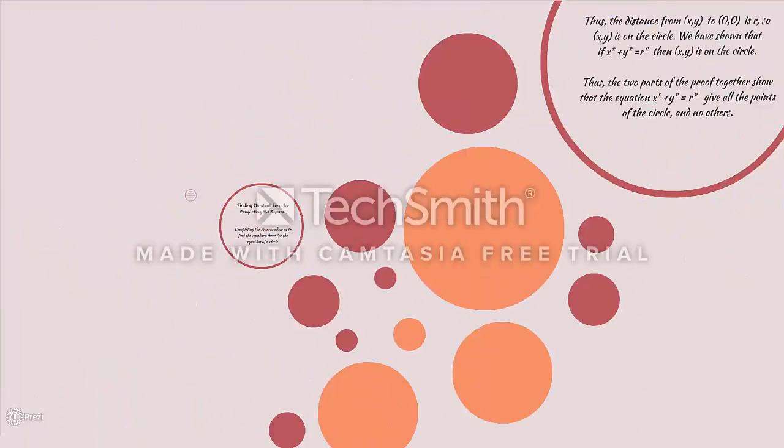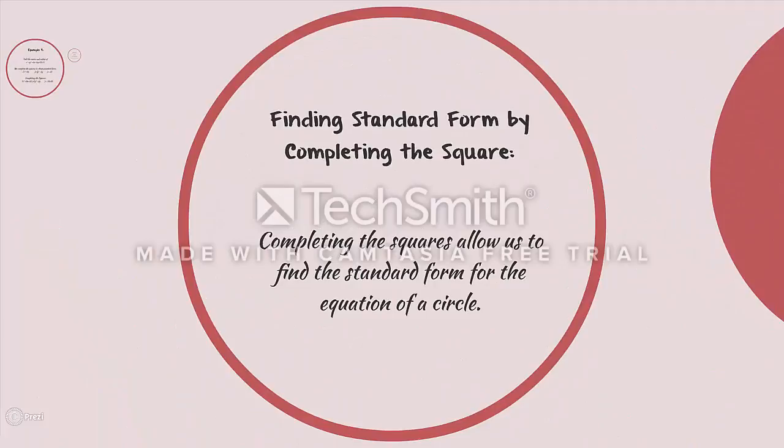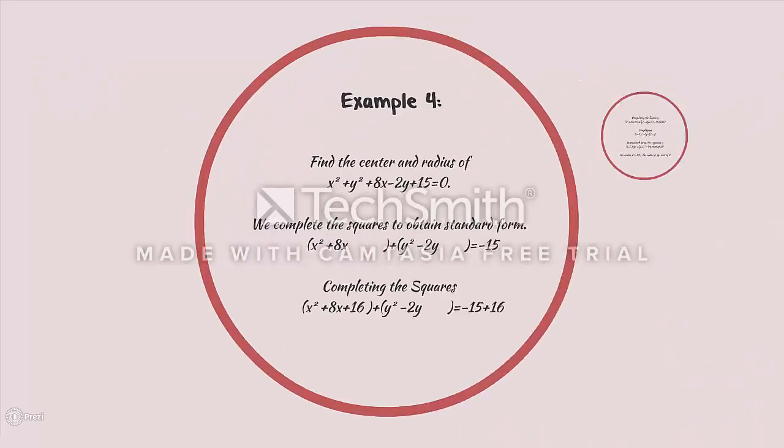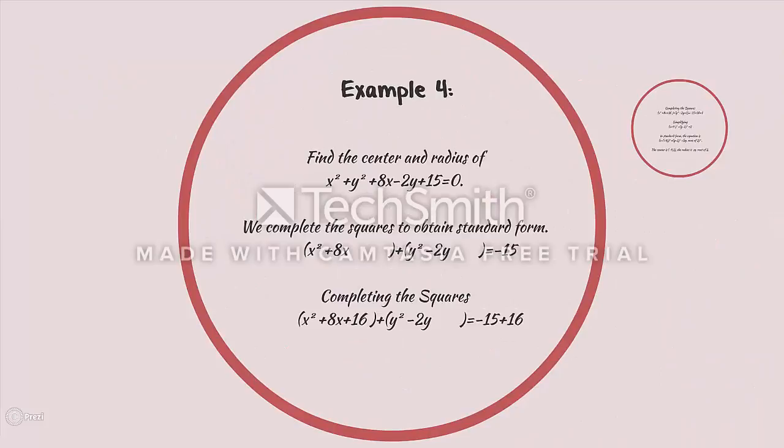Next topic is finding the standard form by completing the square. Completing the squares allows us to find the standard form for the equation of a circle. We have example number 4. Find the center and radius of x squared plus y squared plus 8x minus 2y plus 15 equals 0. We complete the squares to obtain standard form.